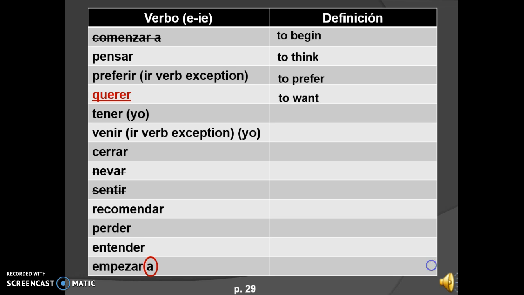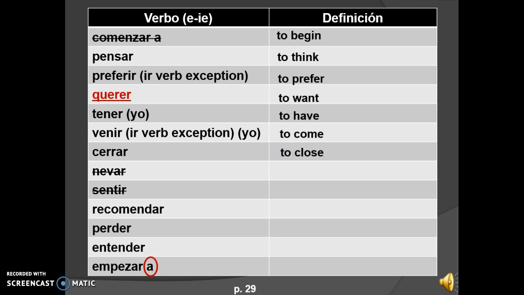Querer means to want, and the way that I remember this is there's a Taco Bell commercial, which maybe I'll play for you later, and a little chihuahua says, yo quiero Taco Bell. I want Taco Bell. Tener, which we introduced with the family unit, means to have. And again, it's an E to I stem changer, and it also has an unusual yo. Venir is an IR verb exception, also has an unusual yo. It's actually conjugated like the verb tener, means to come.